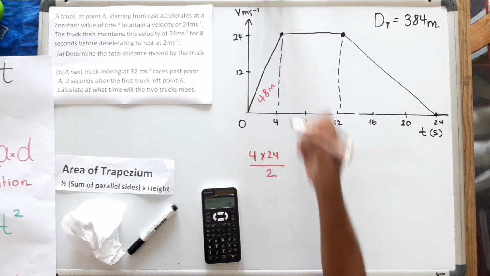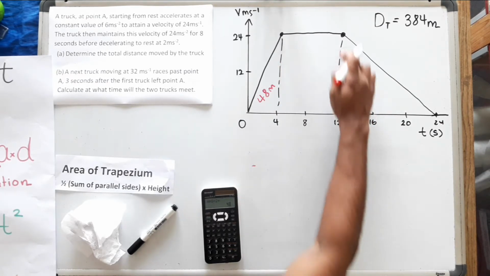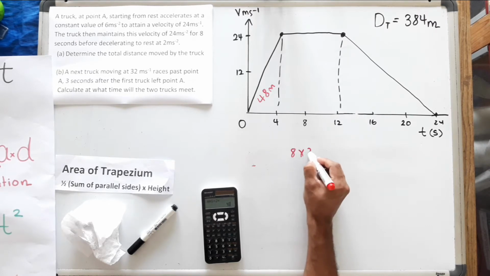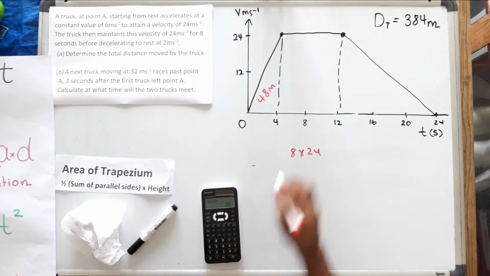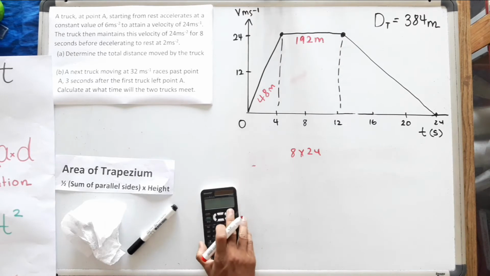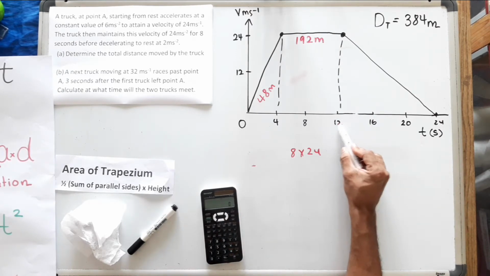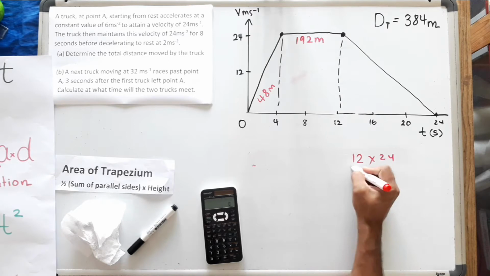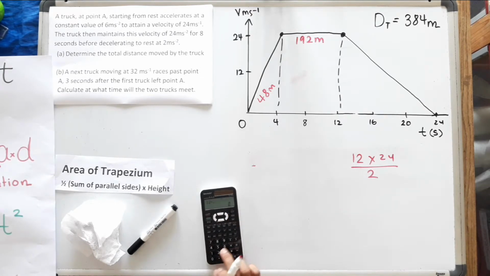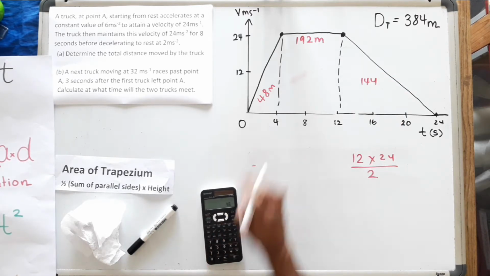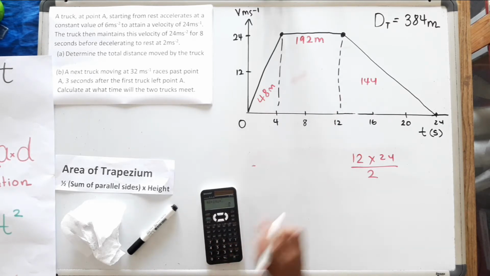This piece is 48 meters. Over here is just length by breadth. From here to here is 8 because it goes from 4 to 12, and the breadth is 24. So it's 8 by 24, which is 192 meters. So I'm going to write it on top here. And from here to here is 12 because it goes from 12 to 24. So the base of the triangle is 12. The vertical height is 24. So it's base by height divided by 2. So 12 multiplied by 24 divided by 2 is 144. Let's add it up. 48 plus 192 plus 144. We got the same exact answer, 384.